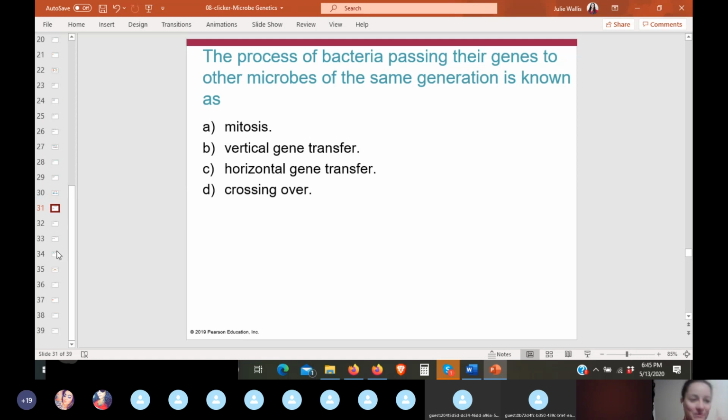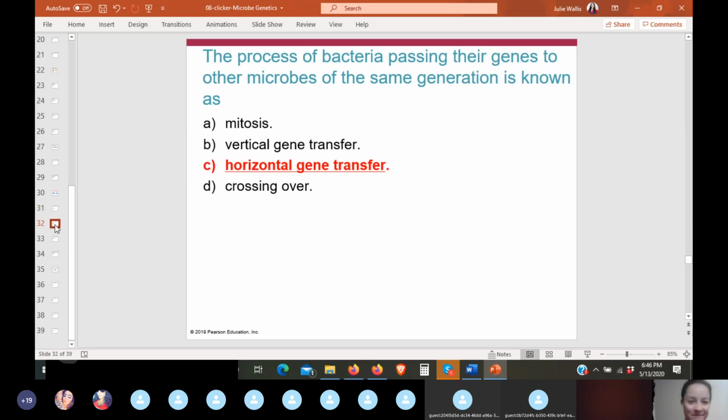Okay, this one section, I think there's one or two questions on the test about this, so this is something that you need to be familiar with. The process of bacteria passing their genes to other microbes of the same generation is known as... that's kind of confusing the way it's worded, but in other words, not through having offspring, not through creating a new generation. So it's saying through its brothers and sisters, transferring genetic information, which is horizontal gene transfer.